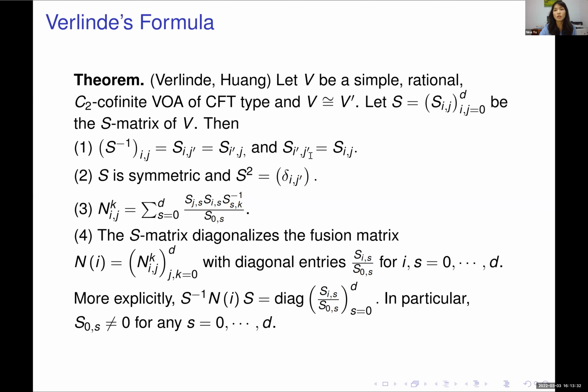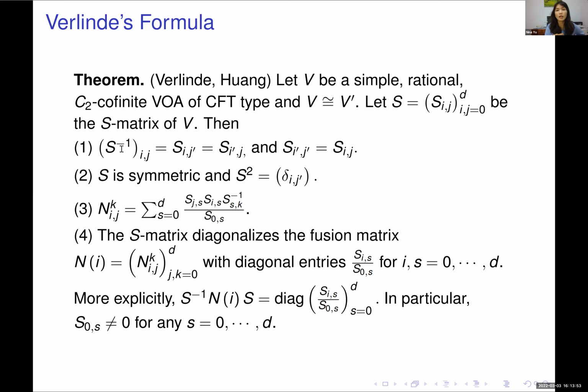So M1 to Mj is still the notation we have seen before. And the third one actually tells you that when you consider the tensor products of the irreducible modules, the fusion rules can be written in terms of the S matrix here. So those are the two main results that I need to use later.